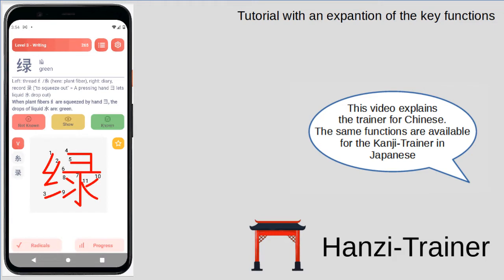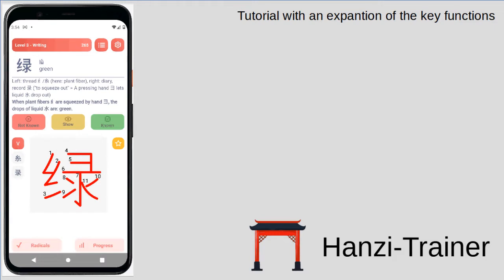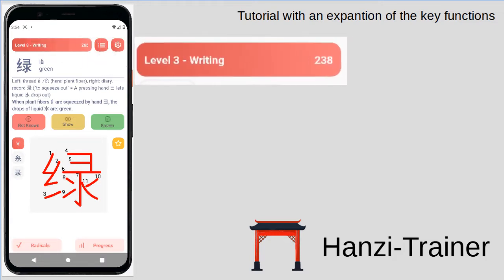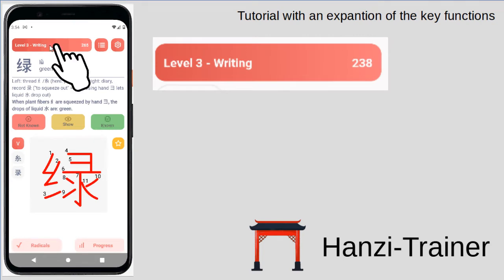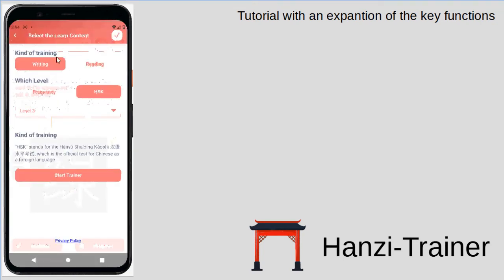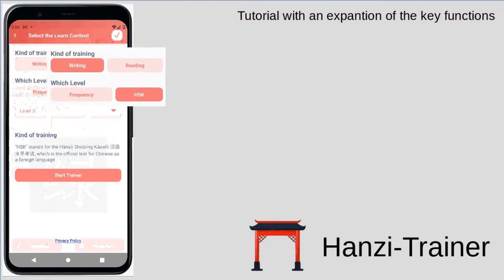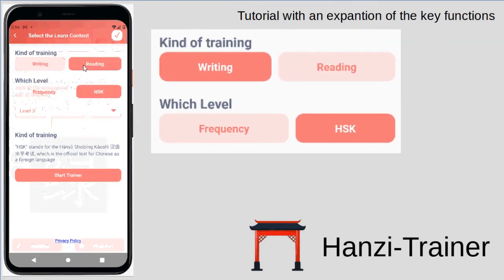Okay, when you start the trainer, you see a screen like that, and here in the top line you see a bar for selecting the learning content. You can select from a training of the writing or a reading. Or you can select by level.